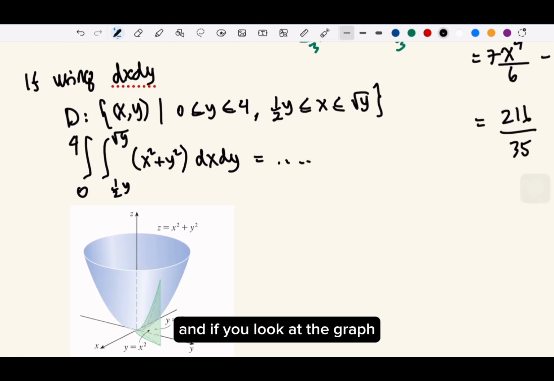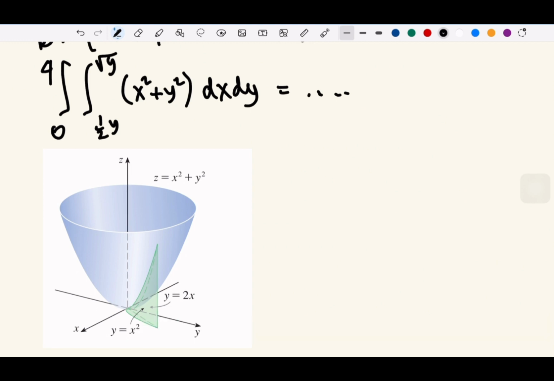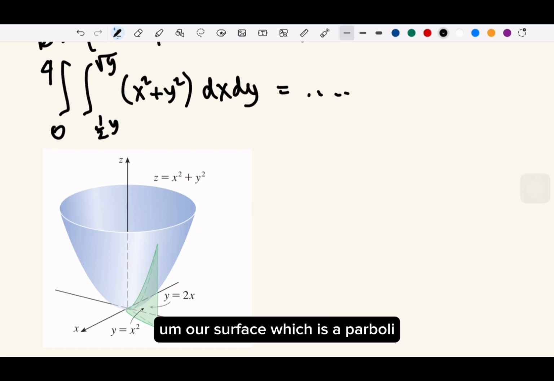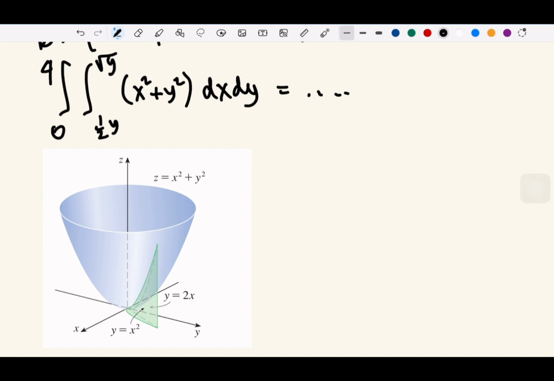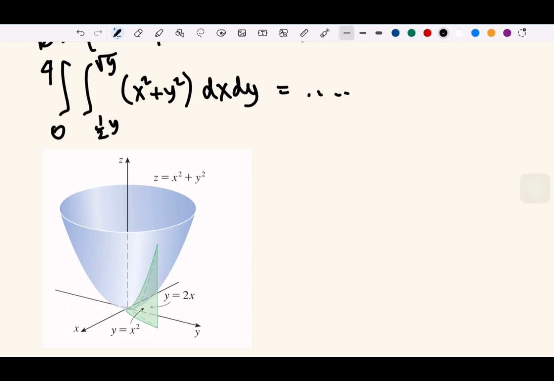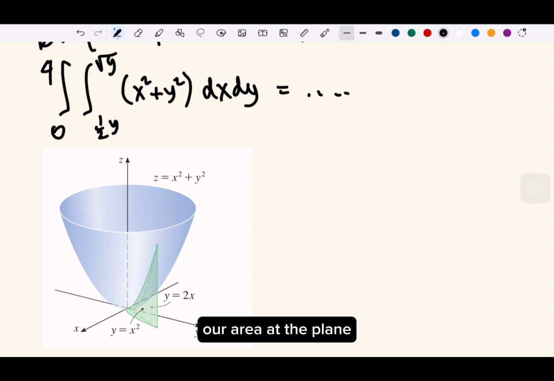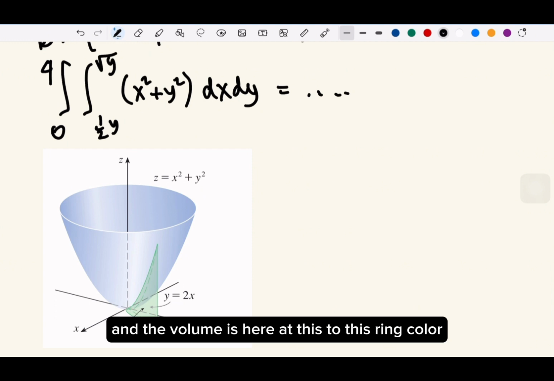And if you look at the graph, or what should we have done here, so this actually, our surface, which is our paraboloid, a paraboloid with a circular, has its area here. So we have a paraboloid, and we have the 2x and x squared on this side. Okay? So if we look on the top, that will be our area, the plane. And the volume is here, like this green color.